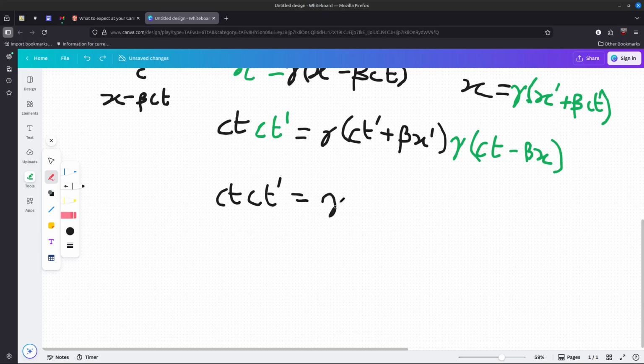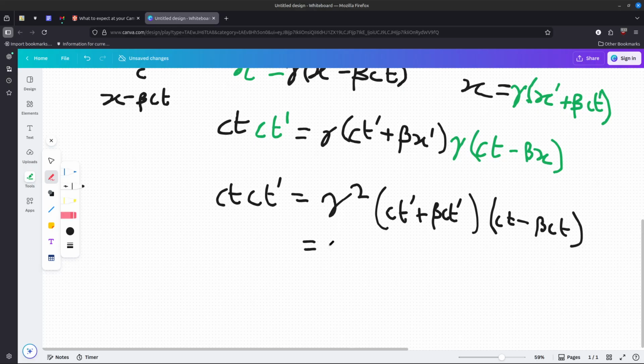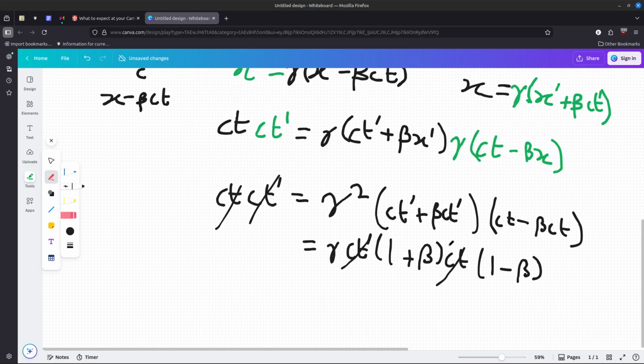Move the gamma out, sub in, because x' equals ct', and x equals ct. Then we can factor out ct' to get 1 plus beta, and then ct to get 1 minus beta. These cancel to give us 1 equals gamma squared times the difference of two squares, 1 minus beta squared.